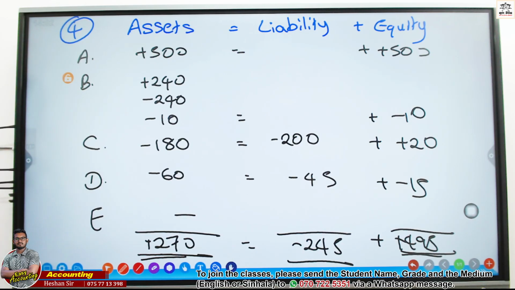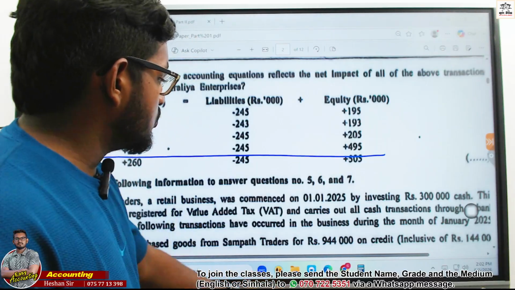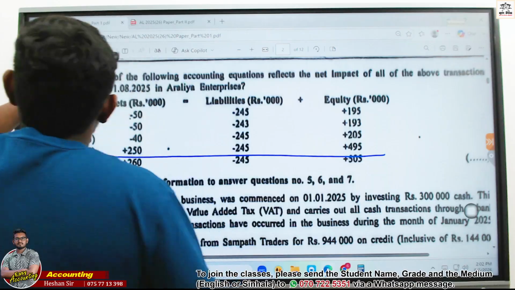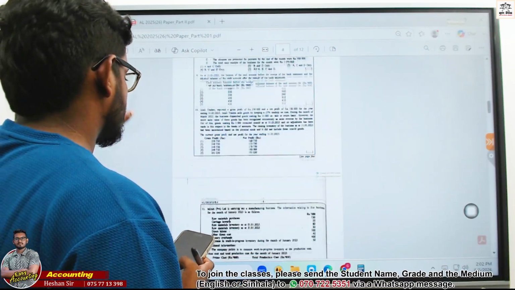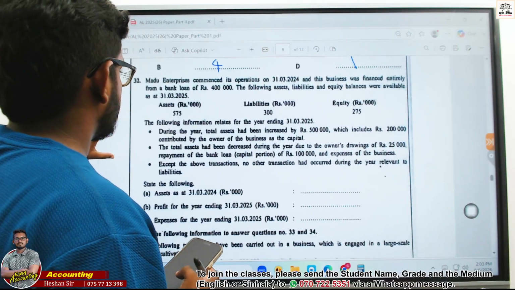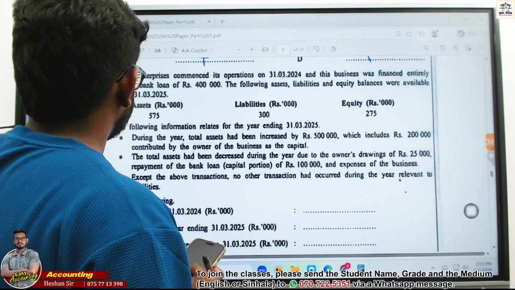We can't record it because the owner uses it for personal purposes. That is the accounting equation. This is how we recorded the transaction. Let me know if you need more time. Right. For those done, then what we need to do? For the accounting equation, we need to do 32. Go and do 32.